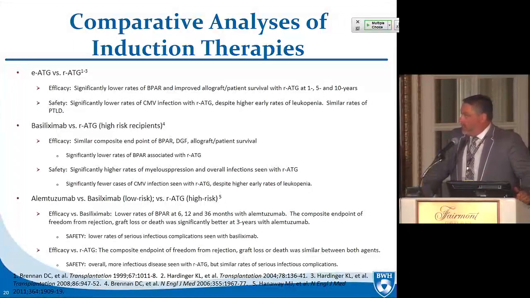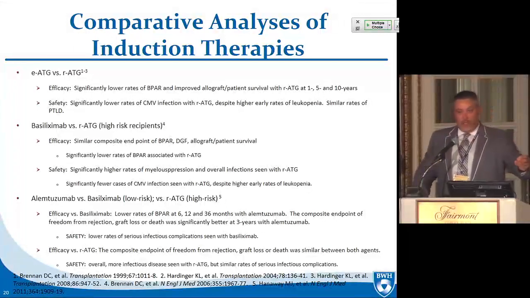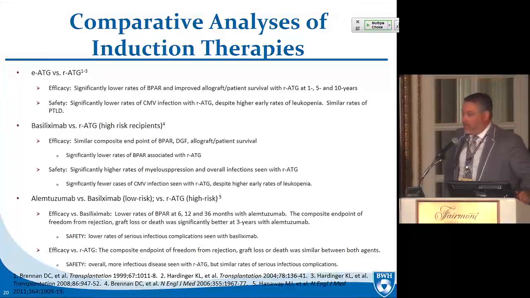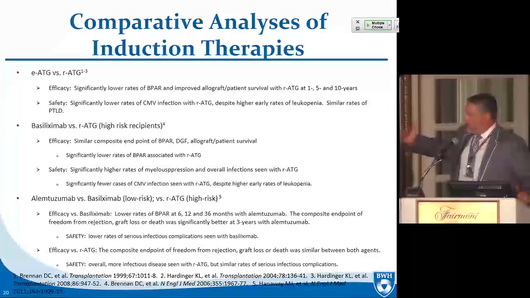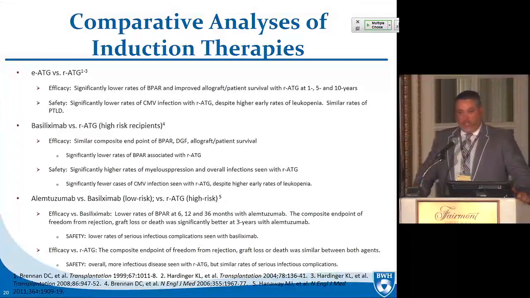And the final study had two different arms, Alemtuzumab versus Basiliximab in low-risk patients, and then Alemtuzumab versus Thymoglobulin in high-risk patients. In the low-risk patients, at 6, 12, and 36 months, Alemtuzumab had improved biopsy-proven acute rejection. That was statistically significant, but there were lower serious infectious complications with Basiliximab. I don't think that this made much of a dent, especially in the low-risk population, as it's a significant amount of immunosuppression to give folks that you consider to be low risk.